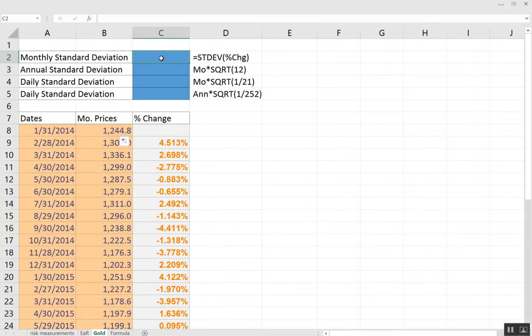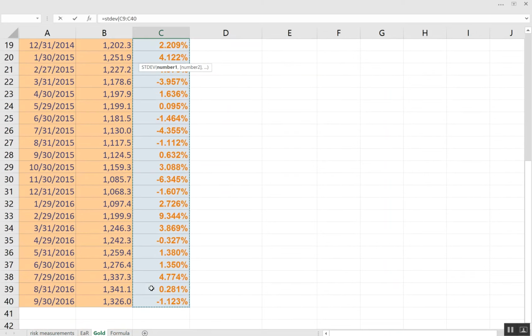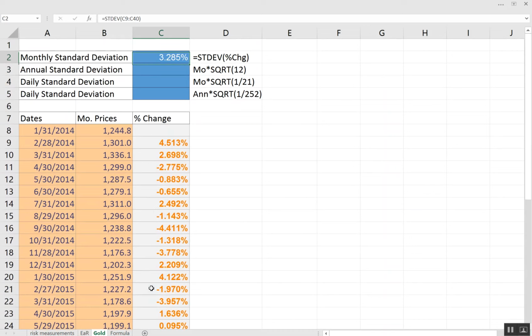And let me use Excel's function STDEV and calculate the standard deviation of gold price changes. So what I get is a standard deviation of 3.285. Now notice these are monthly prices, monthly percent changes, so this must be the monthly standard deviation. But that formula requires the annual standard deviation. The problem is I can't just take the monthly standard deviation times 12. That is not the answer.